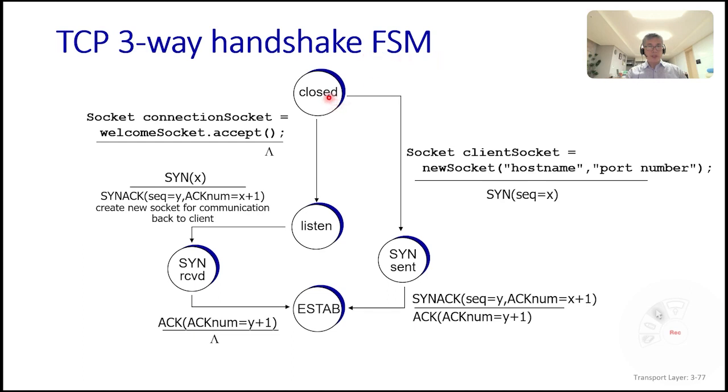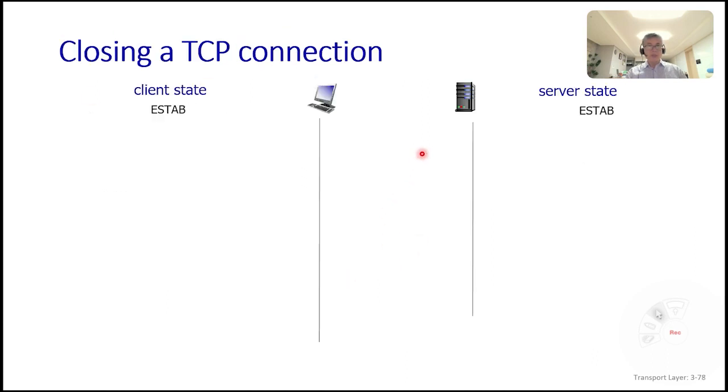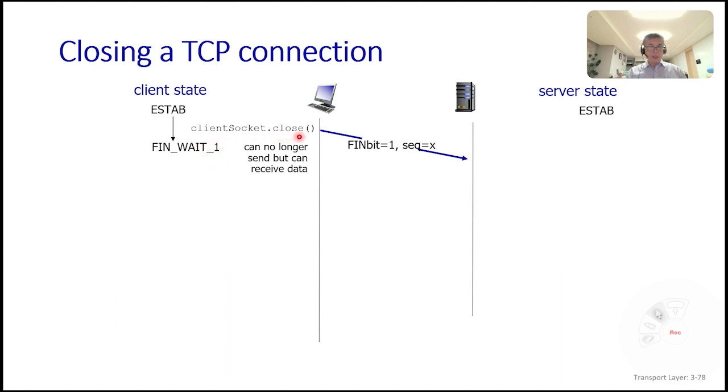Then the TCP server handles the finite state machine. This is closed and listen, then SYN received, established. This is SYN sent. This one is the receiver side, this is the server side, this is the client side. So this is the sender, this is the receiver. Closing, or tearing down, the TCP connection: the client and the server exchange FIN messages. The client socket close function is called, so it can no longer send but can still receive data.